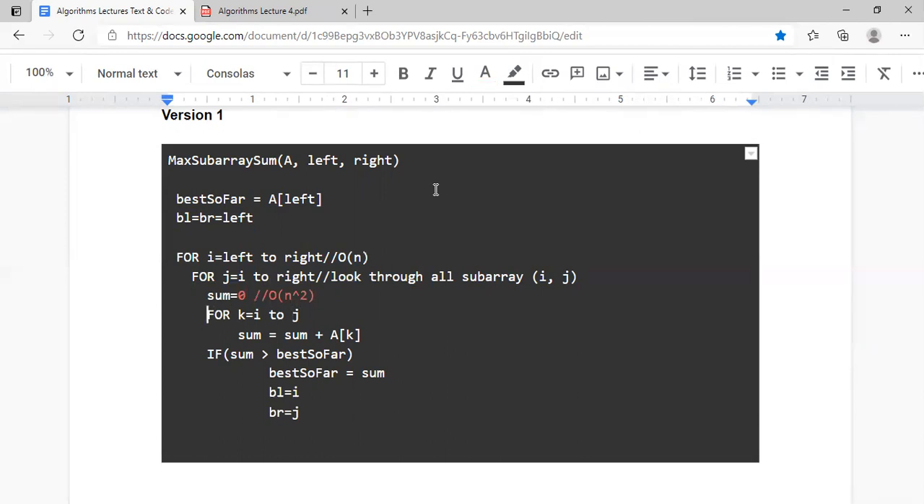But I also have a third loop. This third loop is again going another O of n steps, because the size of a subarray could be as big as n. It could be maybe n by 2, maybe n by 3 sometimes. So this is O of n also. So this particular line is going to execute O of n cube times. So this is definitely becoming an O of n cube algorithm. Overall the time here is O of n cube.